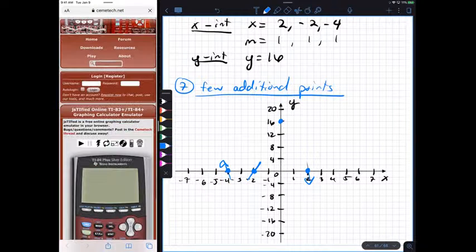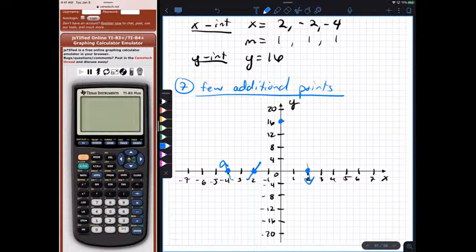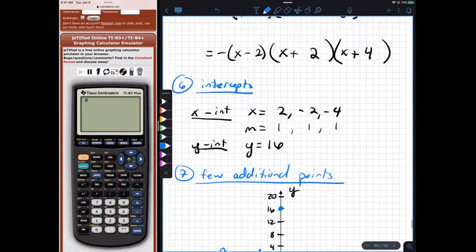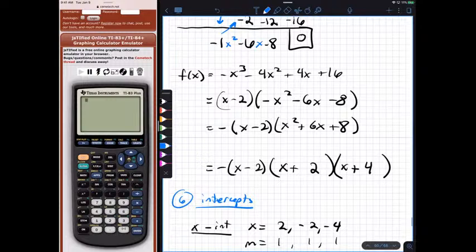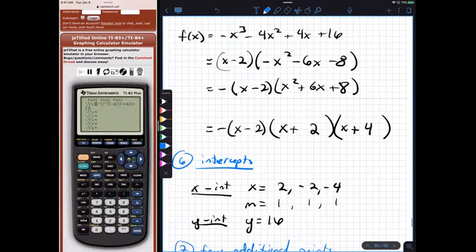Oh, okay, there we go. Reload and refresh. Let's see, I'm going to type in the original. We get negative x to the power of 3 minus 4x squared plus 4x plus 16.